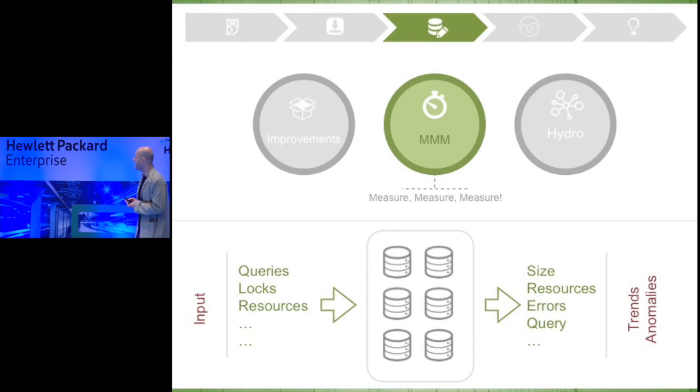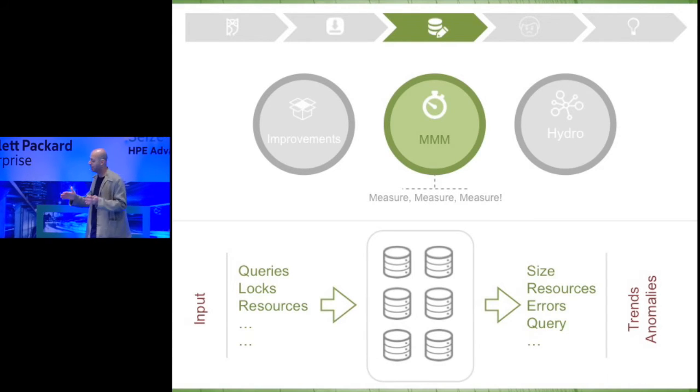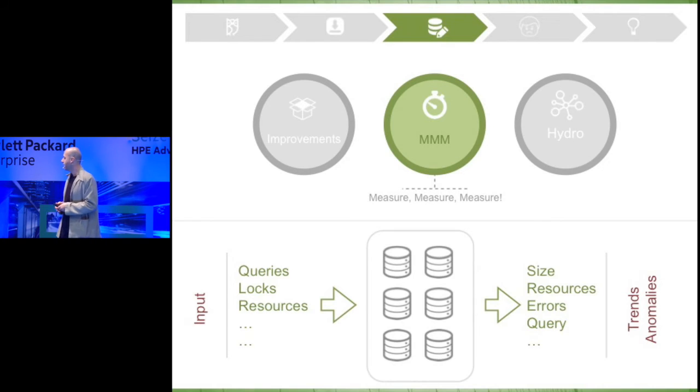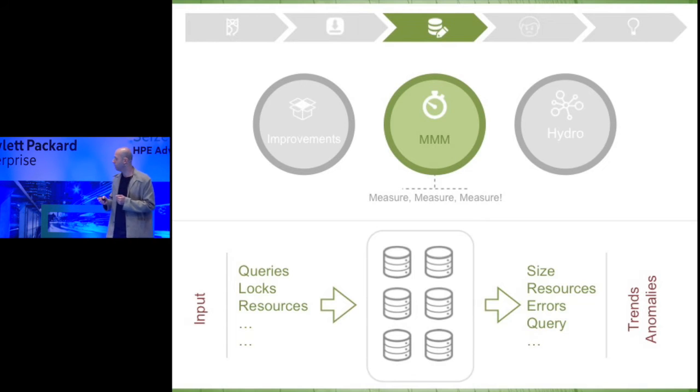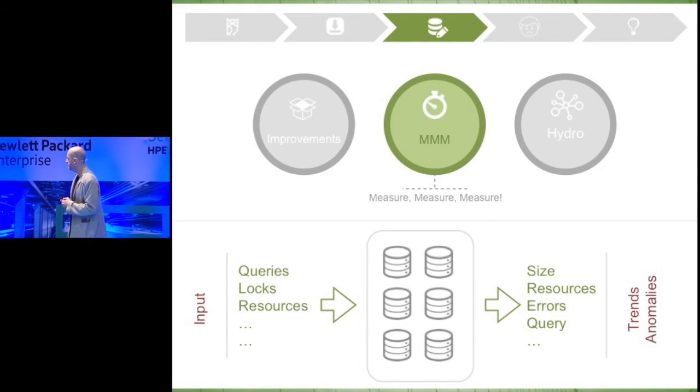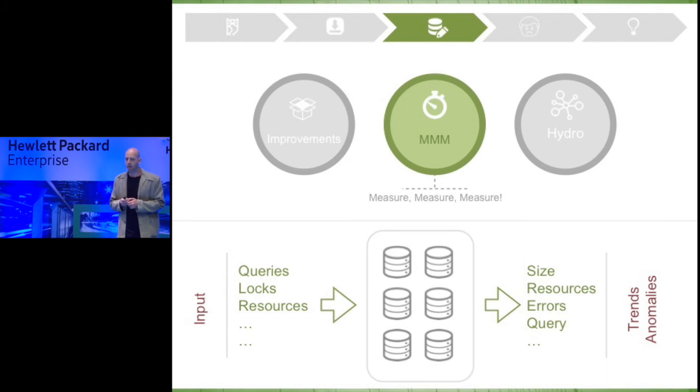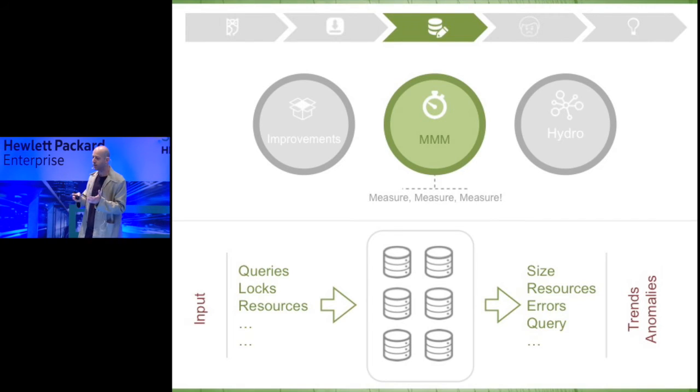MMM stands for measure, measure, measure. We are trying to measure everything in Convertro. What we did was create a repository. Now, there is a data collector repository, but we built our own. We get all the metadata of Vertica into our repository: all the queries, how many resources they consume, all the logs and CPU, whatever you think of. Then we can analyze it and do trend analysis, anomaly detection, see what the size of the cluster was, or do capacity planning.